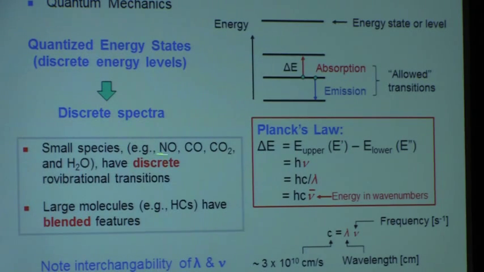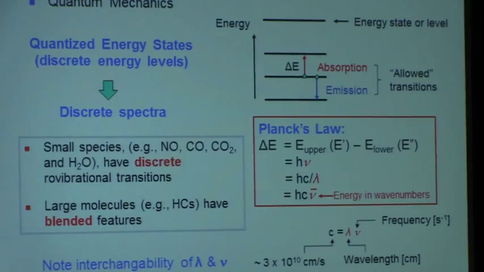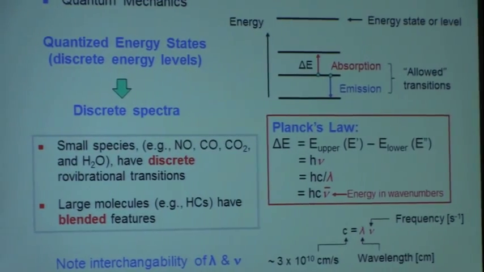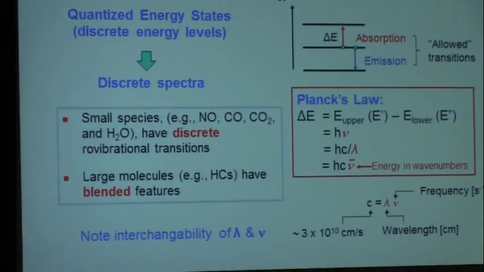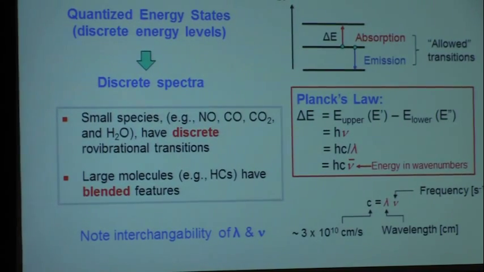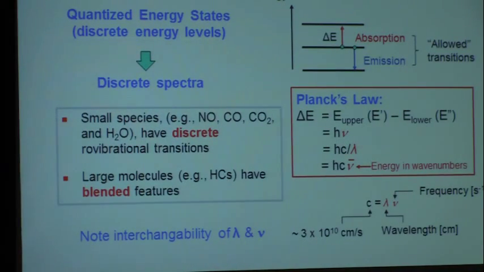Now, small molecules, such as NO, CO, CO2, and H2O, have discrete lines, and they tend not to overlap. So it really looks like a discrete spectrum. If you go to a bigger molecule, like a hydrocarbon fuel, say heptane, those large molecules have such closely spaced energy states that it looks like a continuous distribution of absorption. We call those blended features. So small molecules have discrete spectra, and large molecules have blended spectra.